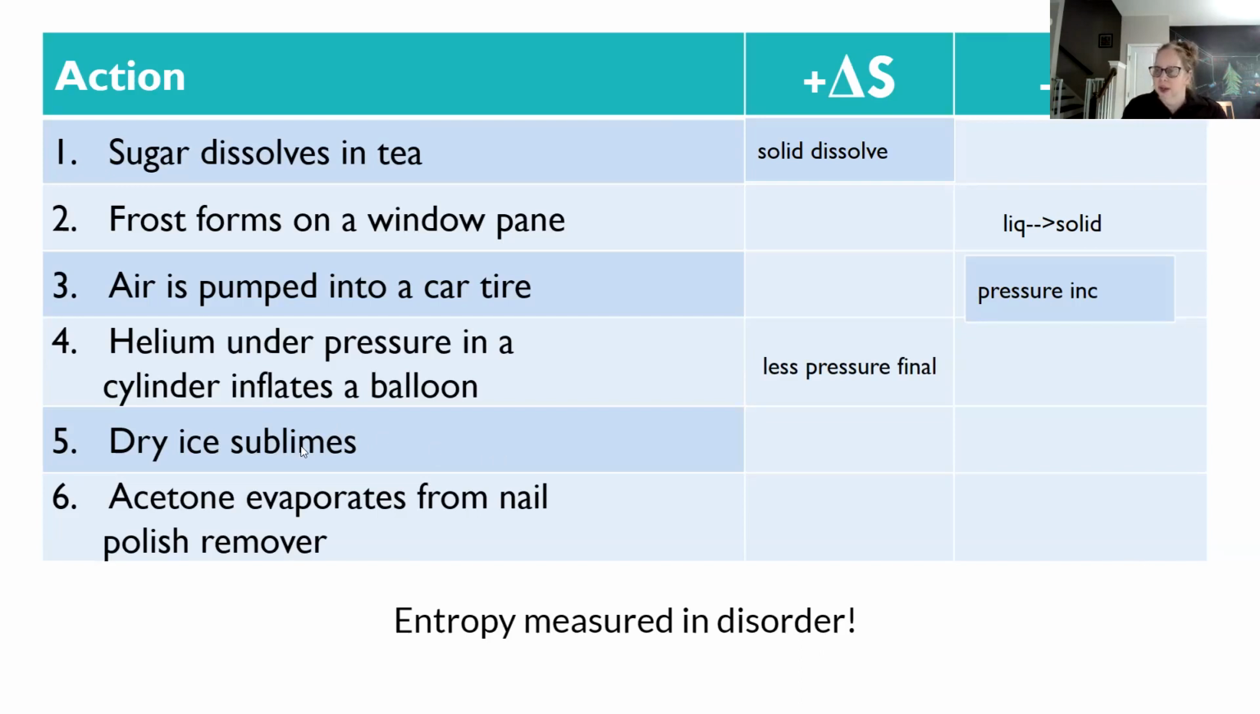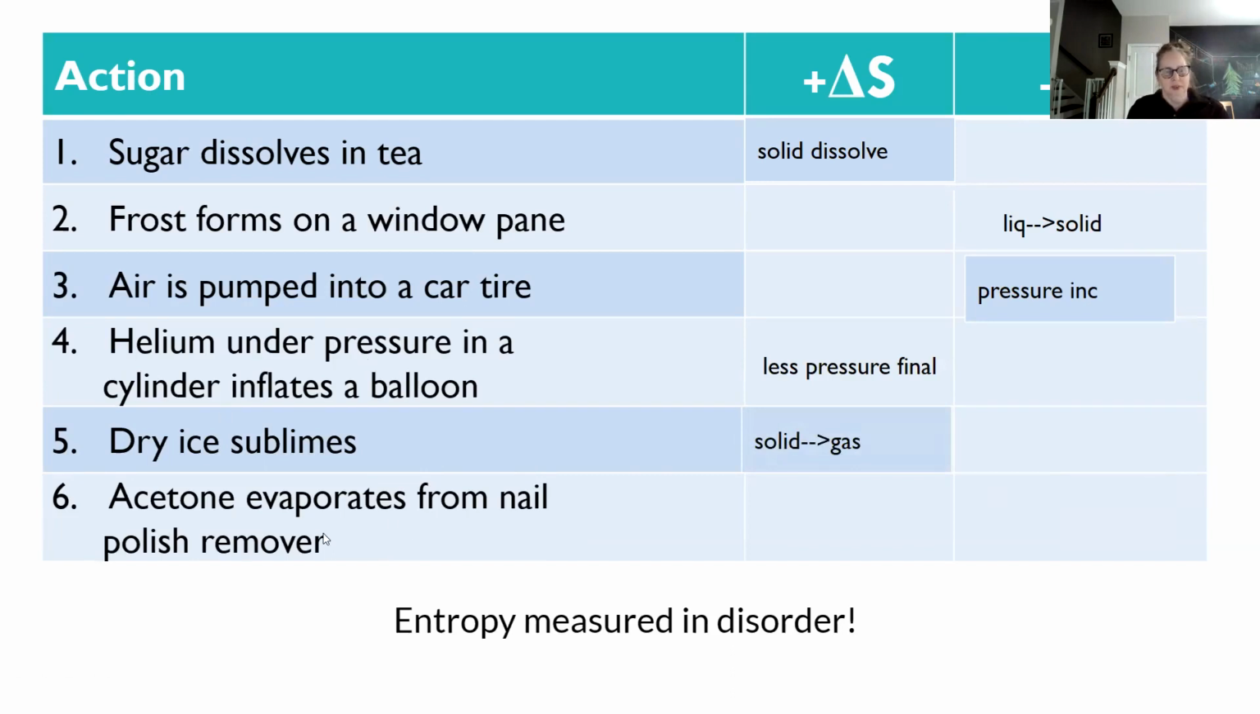Dry ice sublimes. So now we've got to remember, oh man, what's sublimation? Sublimation is when it's going directly from a solid to a gas. Now you're like, does that add anything? Nope, it's still that same direction. It's going to be more disorderly because it's going towards the gas direction. So we're increasing our entropy.